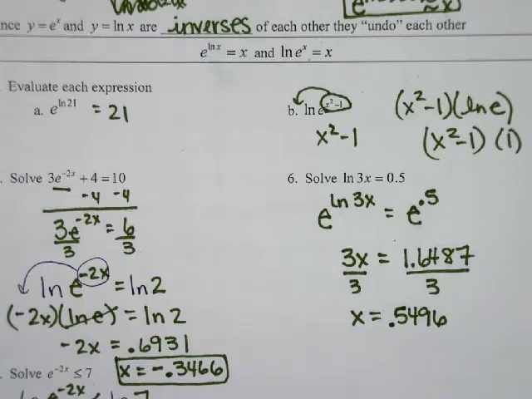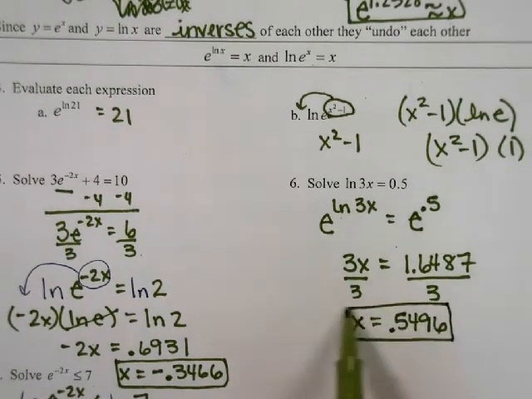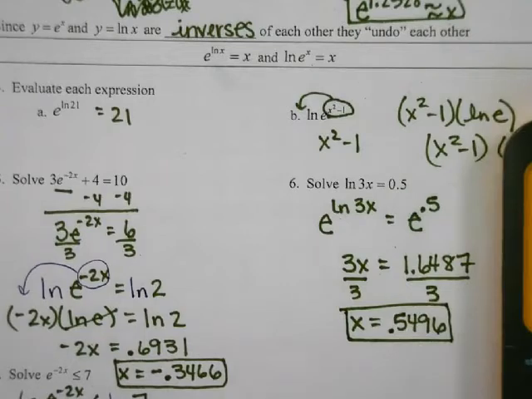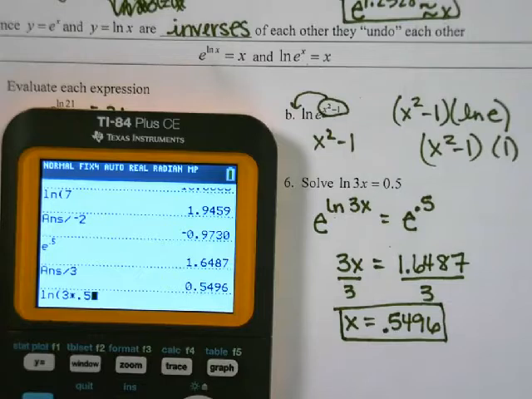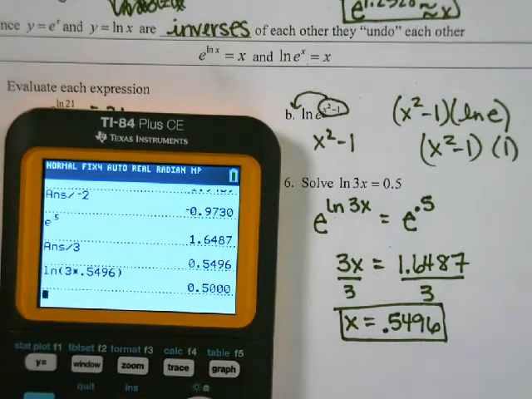Does that make sense? Okay, that means if I plug this guy in, let's just try it. Then natural log of 3 times 0.5496 should be about 0.5. Yay, we got it.